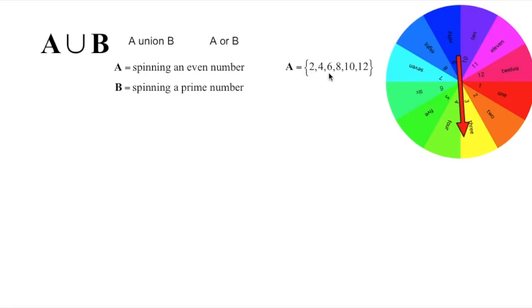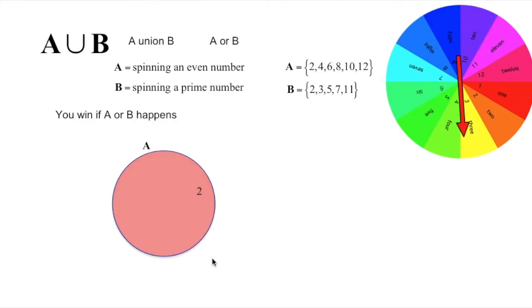A union B. Union, we could also think of it as or, like A or B. If A is spinning an even number on the spinner, and B is spinning a prime number, you would win if A or B comes up. If you spun an even number or a prime number, you win. A would be 2, 4, 6, 8, 10, 12. B would be 2, 3, 5, 7, 11. You win if A or B happens.